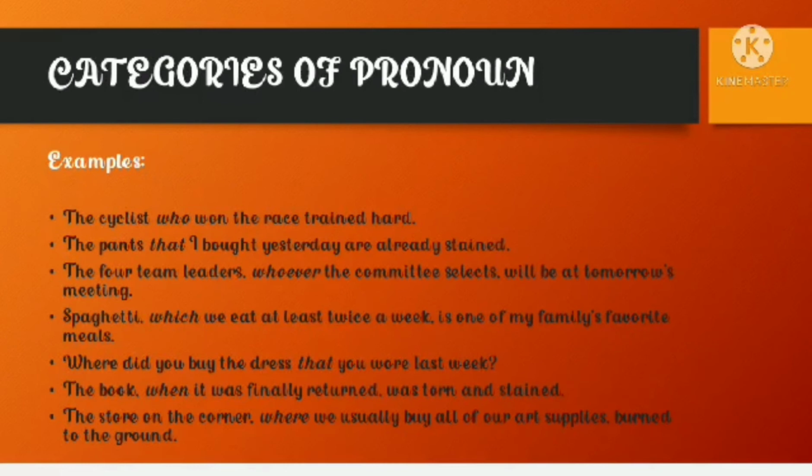Fourth example is, spaghetti, which we eat at least twice a week, is one of my family's favorite meals. The relative pronoun used is which. Next example, where did you buy the dress that you wore last week? The relative pronoun used is that. Next, the book, when it was finally returned, was torn and stained. The relative pronoun used was when. Last example is, the store on the corner where we usually buy all of our art supplies burned to the ground. The relative pronoun used is where.